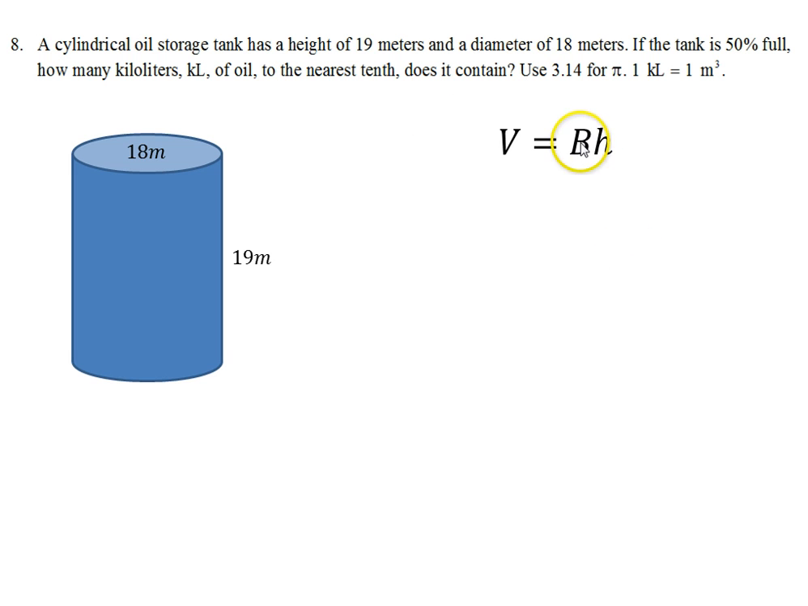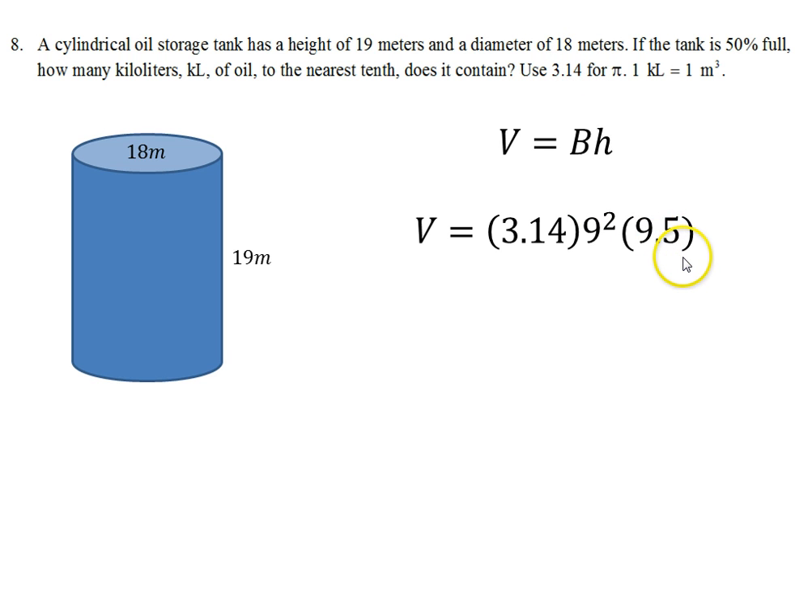Again, the capital B stands for the area of the base. In a cylinder, the base is a circle. So I'm going to find the area of that base. Pi, I'm using 3.14 for pi because we are told to use 3.14 for pi, times 9 squared. 9 is the radius of the cylinder, or of the base of the cylinder, because it tells us that the diameter is 18 meters.